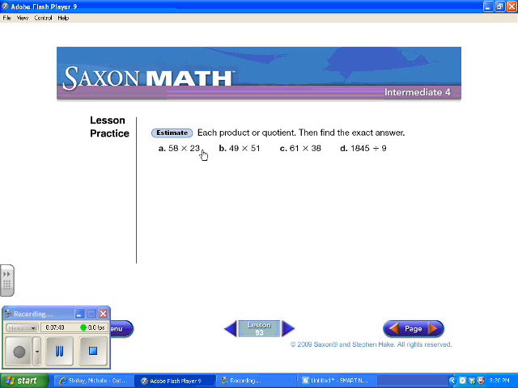58 times 23. Let's do the estimate first. What would you round 58 off to? 60. What would you round 23 off to? 20. So let's do a mental estimate here of 60 times 20. We're looking at the 6 times 2 is 12 and tack on 2 zeros. So go ahead and write down your estimate for this one as 1,200. And then hit pause and work this problem either using the traditional method or the lattice method. And then when you're ready to check yourself, hit play again. So I'll give you just a few seconds.